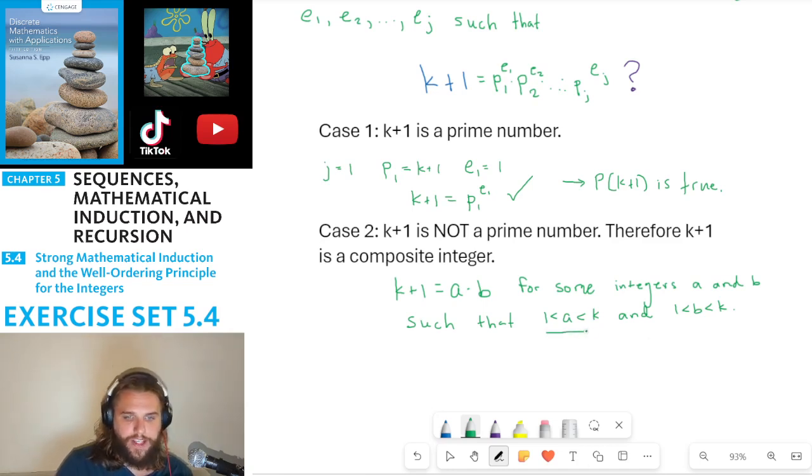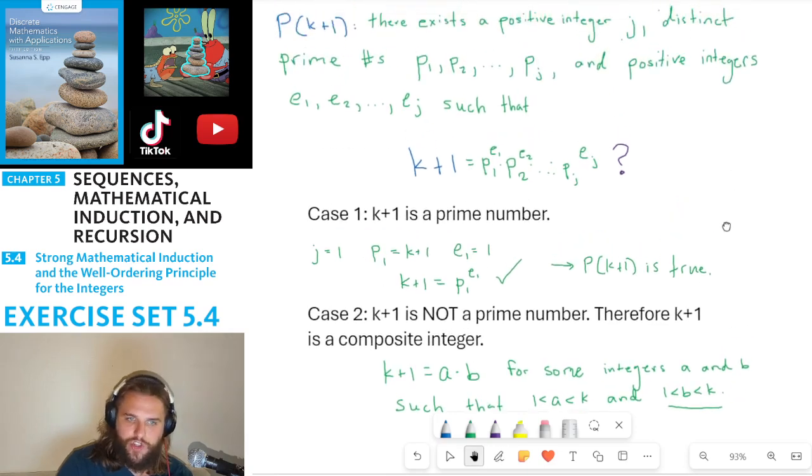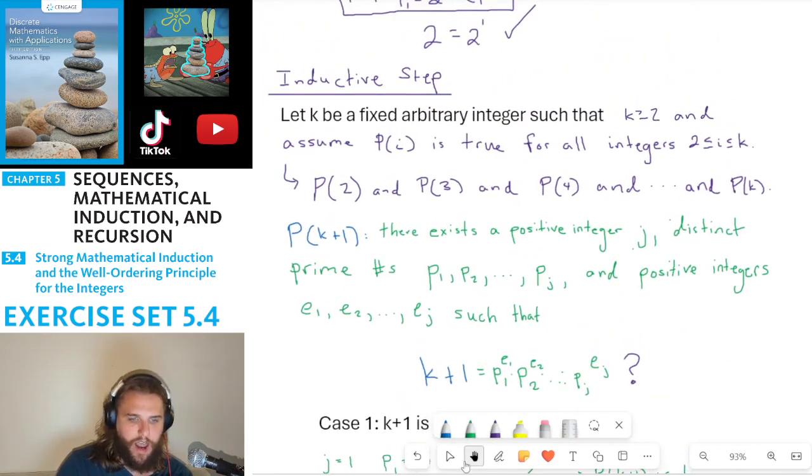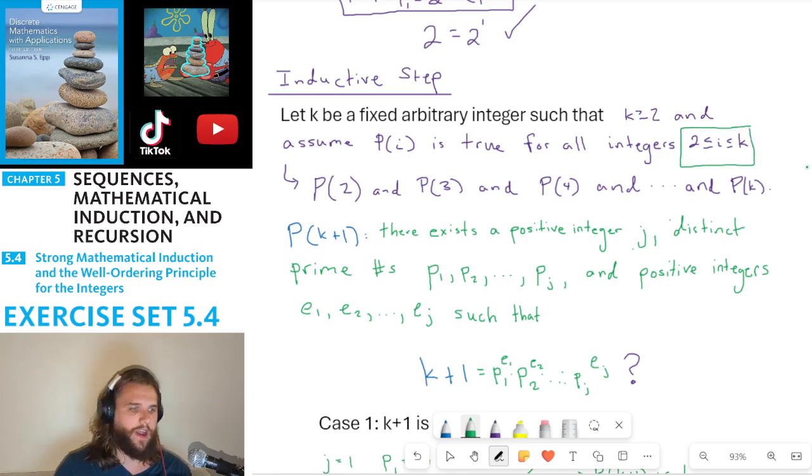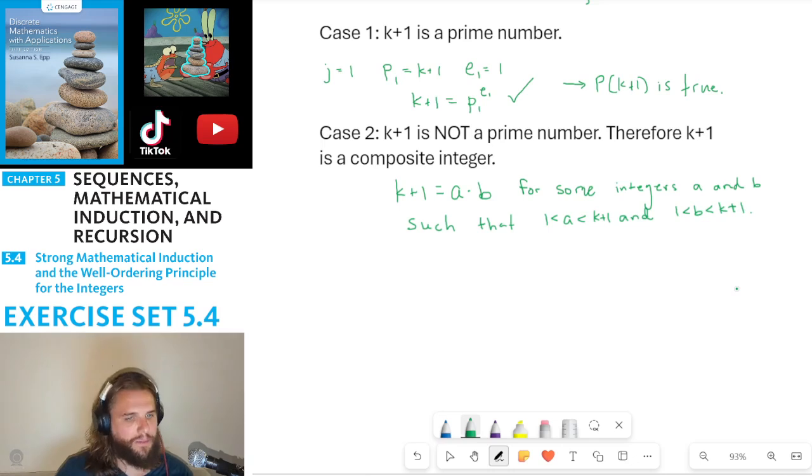However, what we do know is that a and b satisfy these two inequalities, which is super convenient for us because in our inductive hypothesis, we know about integers in that region between 2 and k. We know that all of those integers can be represented as a product of prime numbers. So since k+1 is a composite integer, then by definition k+1 can be represented as the product of two integers a and b, such that 1 is less than a, which is less than k+1, and 1 is less than b, which is less than k+1.